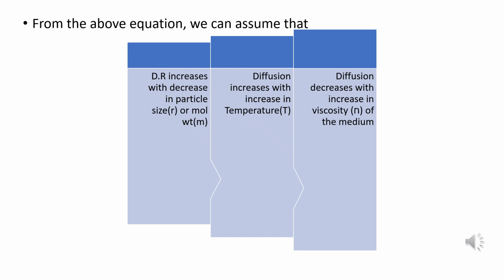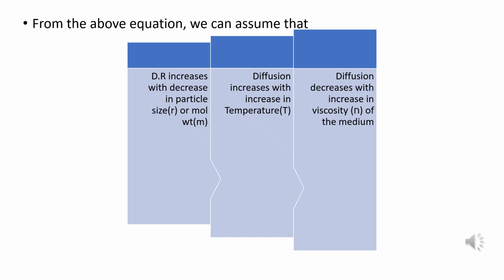First point, the diffusion rate increases with decrease in particle size or the molecular weight. From the Stokes-Einstein relation, the smaller particles experience less resistance in the medium and they will diffuse faster. Similarly, lower molecular weight means lighter particles. They move more easily than heavier particles. In short, we can say that smaller and lighter particles will diffuse more rapidly.